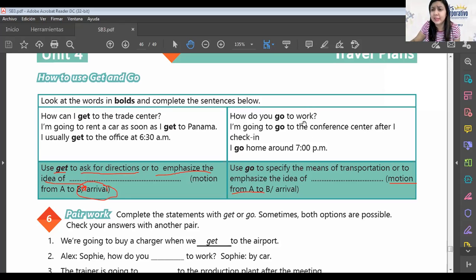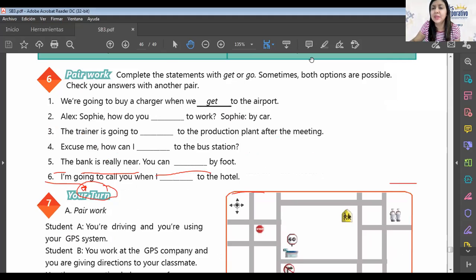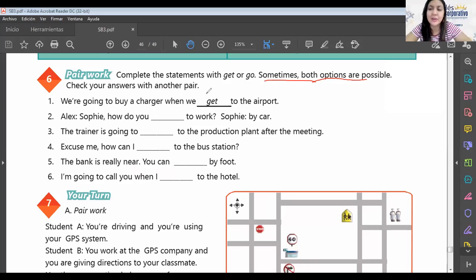Let's practice with the examples that we have over here. Complete the statements with get or with go. Sometimes, como dice aquí, sometimes both options are possible. Check your answers with another pair. Pero vamos a hacer aquí todos juntos. Number one. We're going to buy a charger when we get to the airport. Aquí no podría ser el go, porque vamos a comprar un cargador cuando lleguemos. La idea es arrive. When we get or when we arrive to the airport. Les voy a dar una clave. Si pueden reemplazar la palabra por el verbo arrive, que es llegar, entonces es get.